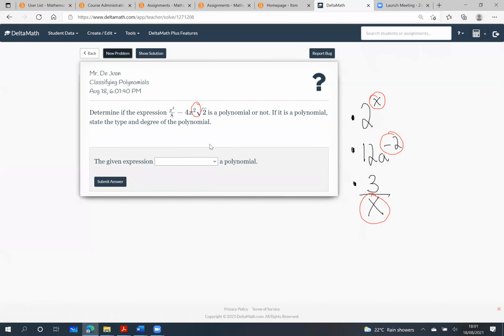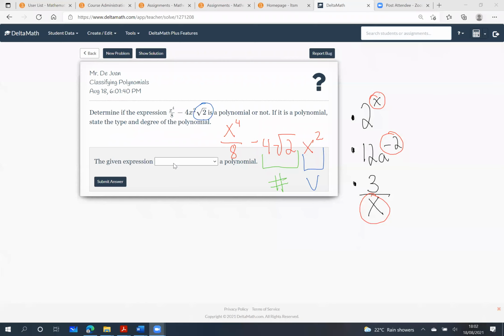Okay, so here we're going to look at this term. Let me erase this. Now, realizing that there's a square root 2, we actually can rewrite this as x to the 4 over 8 minus 4 square root 2 x squared. We still have a polynomial because we have a number and we have a variable. So we clearly have a polynomial despite this being at the end. Remember, the numbers go in front of the variables.